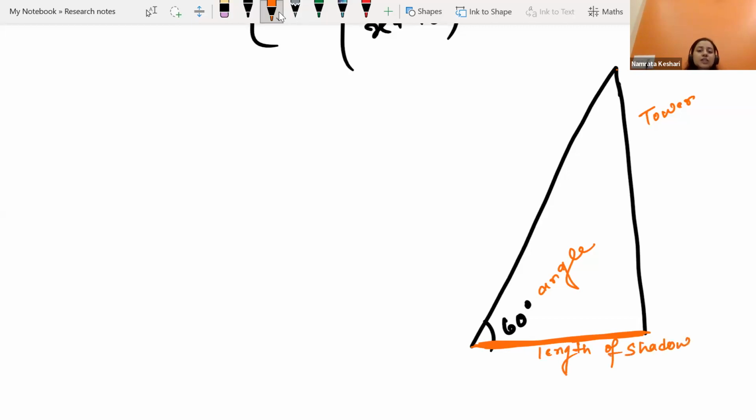in this particular scenario, what is the length? We don't know. Don't get confused with that 40 meter terminology. Length of the shadow for now we don't know. That is x maybe. Yes. Okay. Maybe that is x. Tower is there, length of the shadow is there.